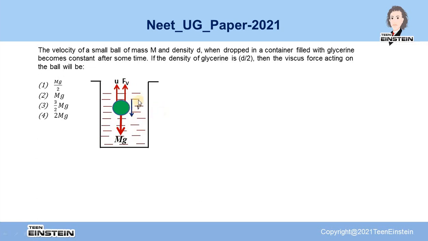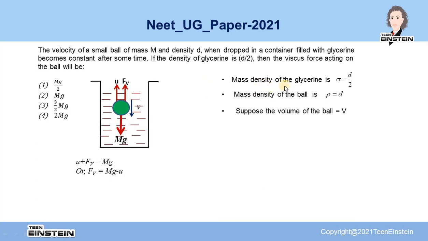Now the ball will attain a constant velocity only when there is no net force acting on the ball, and that condition will arrive only when the resultant of upward thrust and the viscous force becomes exactly equal to the weight of the ball. So from this condition we can find out the viscous force if we know the upward thrust offered by the glycerin to the ball. Now let us find out the value of this U, the upward thrust.